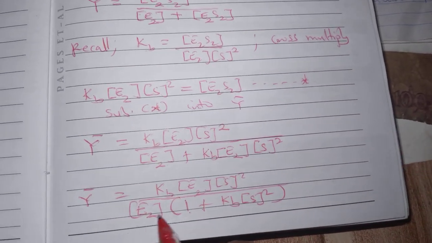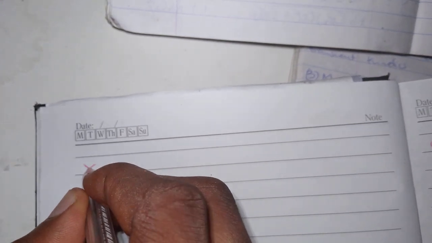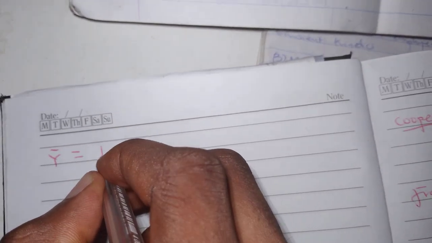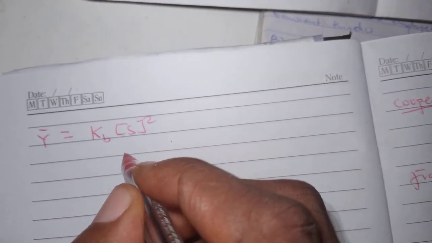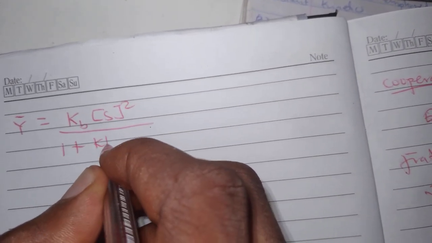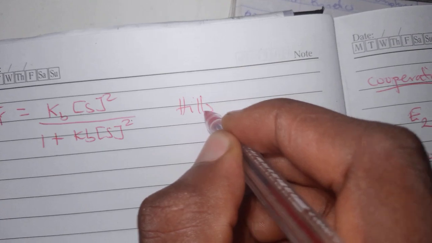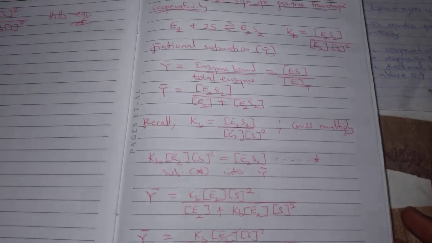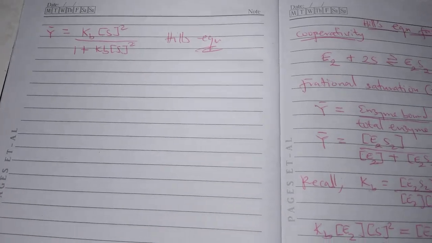Now the last step, you can see that this E2 can cancel this E2 here, so we are left with Y bar equal to KB S squared all over 1 plus KB S squared. This is the Hill equation. So kindly go through it. It's actually very simple. So that's that. Let me know if you have any question on this.